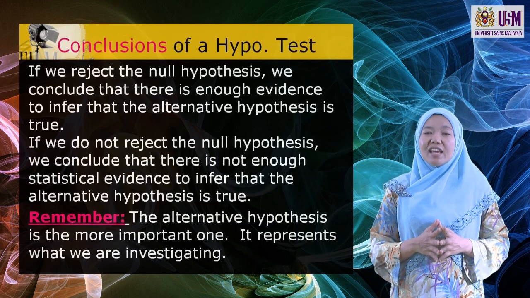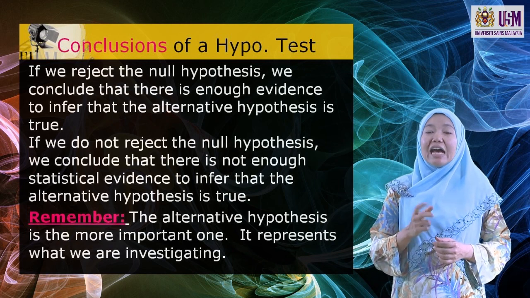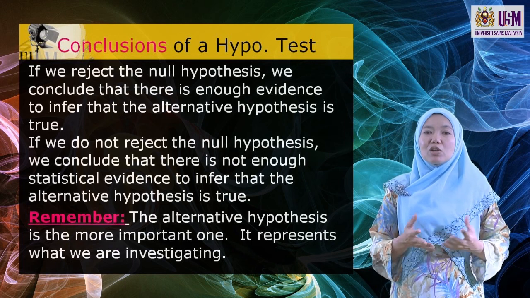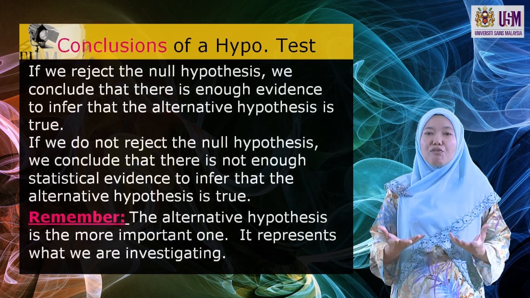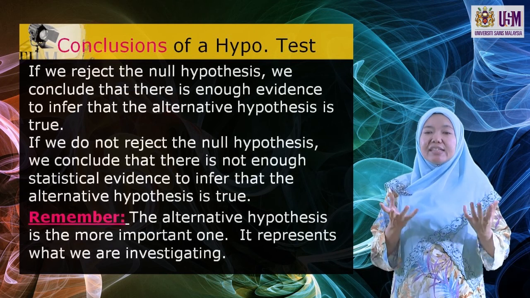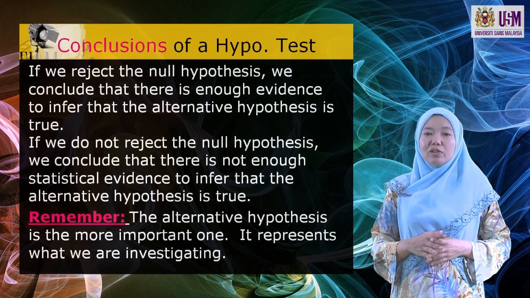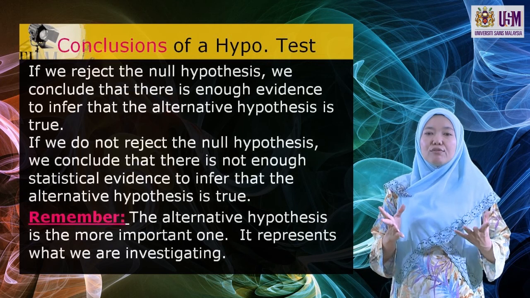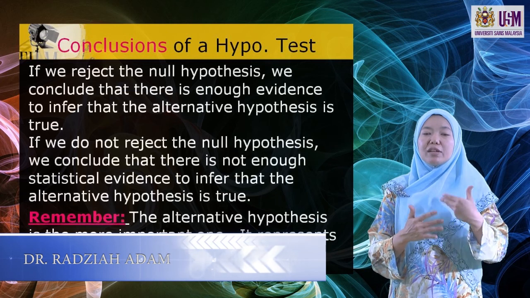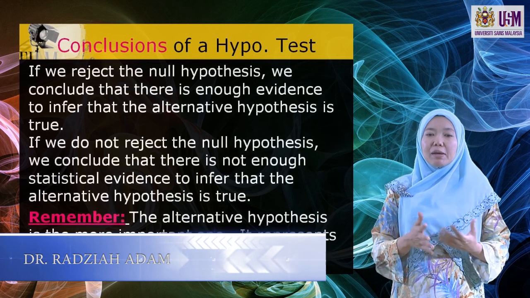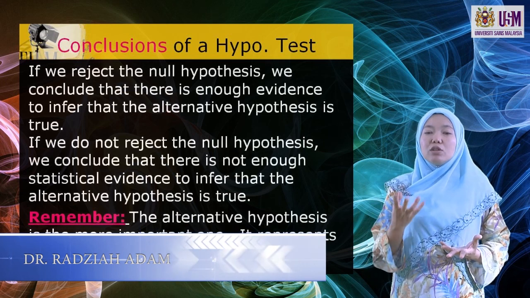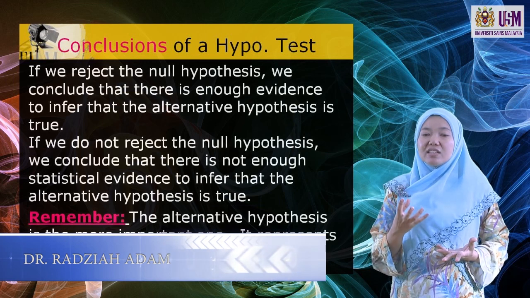Don't forget, at the end of hypothesis testing, you need to make a conclusion. So in this case, if you reject the null hypothesis, we conclude that there is enough evidence to infer that the alternative hypothesis is true. If you do not reject the null hypothesis, then you can conclude there is not enough statistical evidence to infer that the alternative hypothesis is true. It looks like the statements are similar, but they are not the same. You must remember the alternative hypothesis is the more important one. It represents what you are investigating, what you are actually examining.